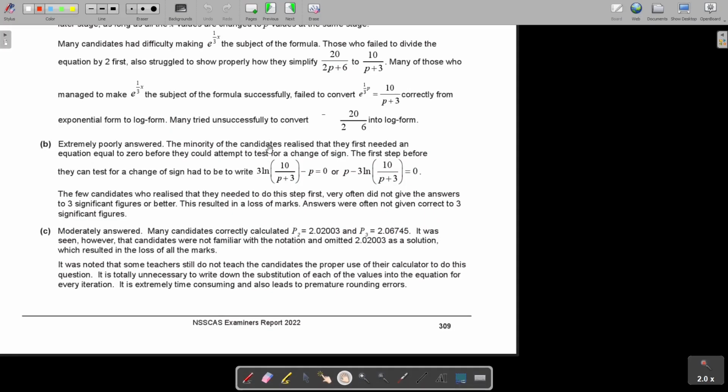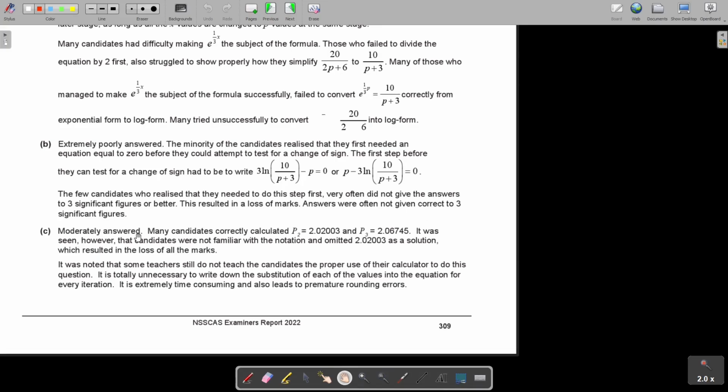The majority of candidates realized that they first needed an equation equal to 0 before they could attempt the test for a change of sign. The first step before they can test for a change of sign had to be this or this. The few candidates who realized that they needed to do this step first very often did not give the answer to 3 significant figures or better. This resulted in a loss of marks. Answers were often not given correct to 3 significant figures.